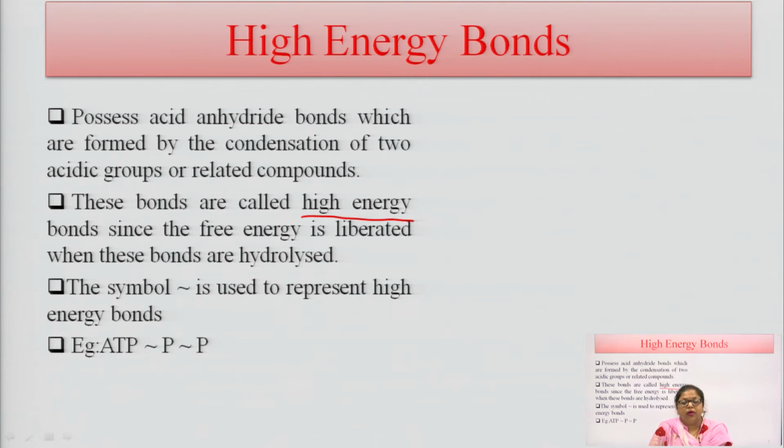And this symbol, I have also cleared in the starting. This symbol is used to represent the high energy bond. When carbon, nitrogen, or other molecules are attached with the high energy phosphate bond, this symbol is used for determination of the high energy bond. Like this, when ATP is attached with the phosphate bonds, this symbol shows the high energy bond present here.